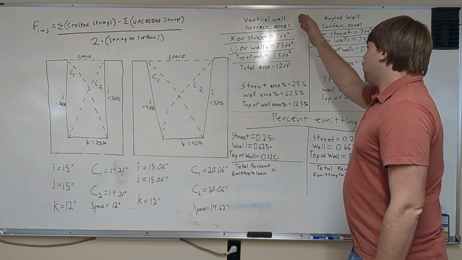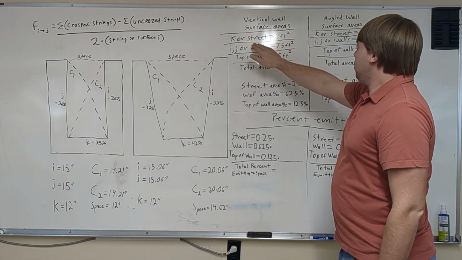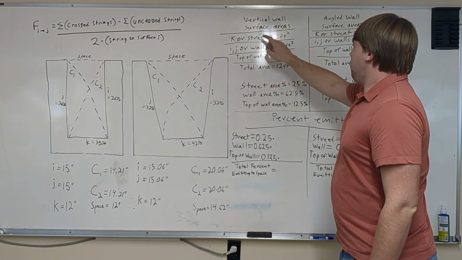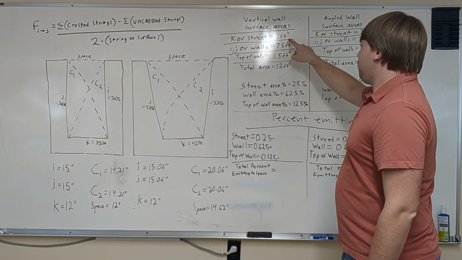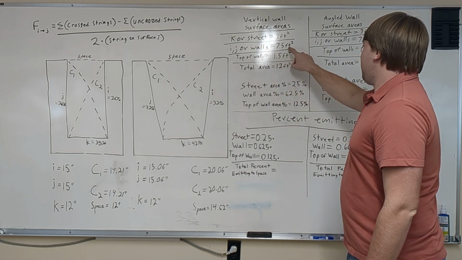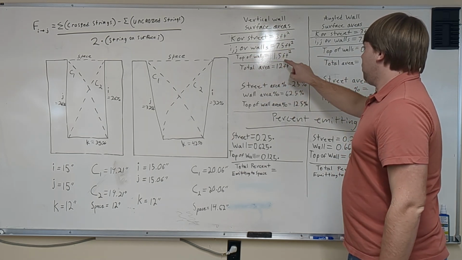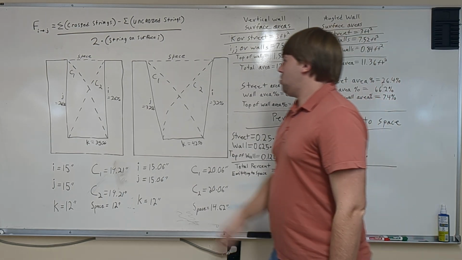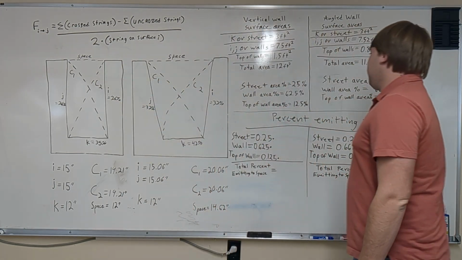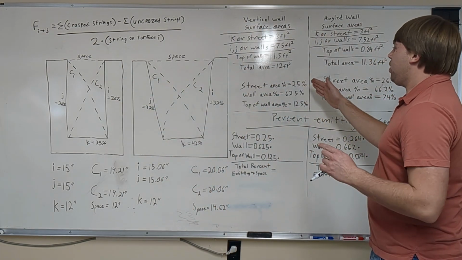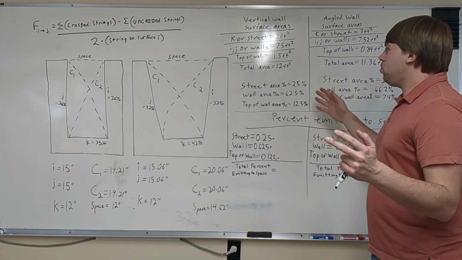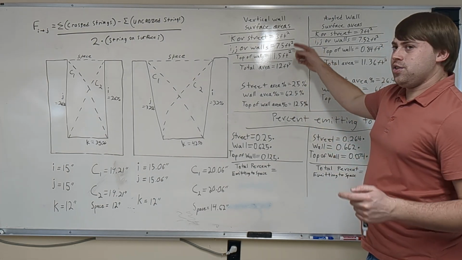So for our surface areas, we have these here. Our K, or street surface area, for a vertical wall is 3 square feet. Our walls is 7.5 square feet, and top of walls is 1.5 square feet, which is this section just right here. Now, I went ahead and figured out what percent of the total area each of these areas are.